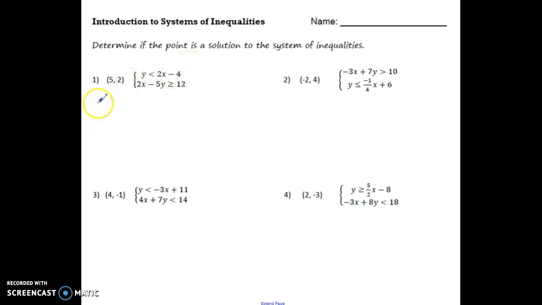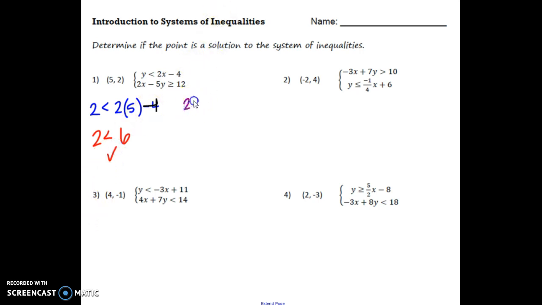We would just test that out by plugging 2 in for y, and then we would plug 5 in for x. So we're checking if 2 is less than 2 times 5 minus 4. And we know that 2 times 5 is 10, and 10 minus 4 is 6. So then we would know that 2 is less than 6, which is a true statement, so we know that this is correct. We would also plug it into the other equation.